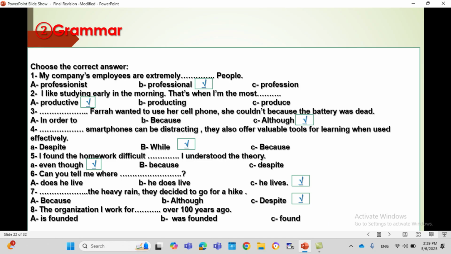The organization I work for over 100 years ago. We have 3 choices: is founded, was founded, and found. We can infer from this statement that this is in the passive voice, because you can say the organization I work for, but here we cannot say that it established itself. That's why we guess that this is in the passive form.